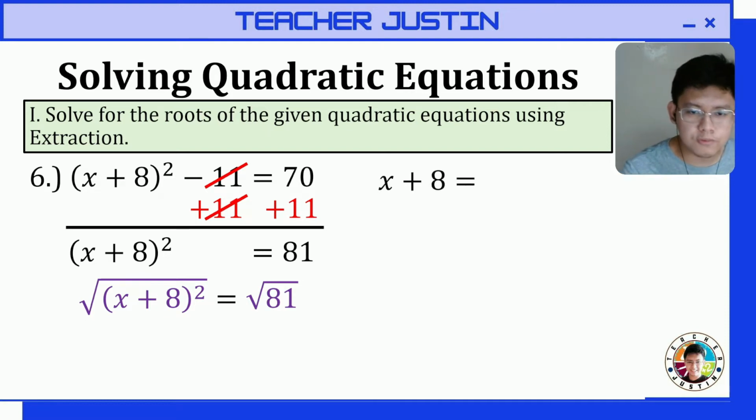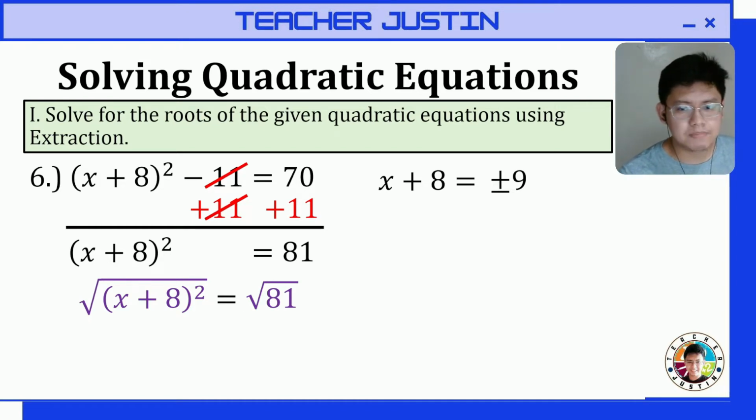Tapos, yung square root of 81, okay, since perfect square siya, that will give us positive negative 9. So, take note, every time na gagamitin natin yung square root property or getting the square root of both sides of the equation, we have to get both positive and negative root of that number.